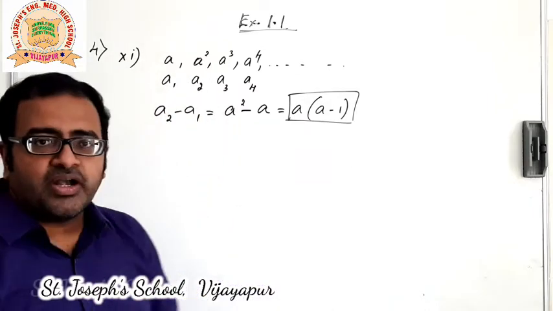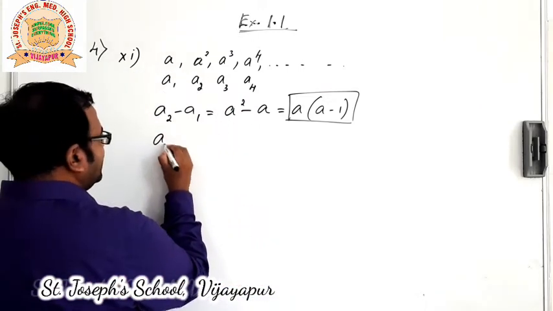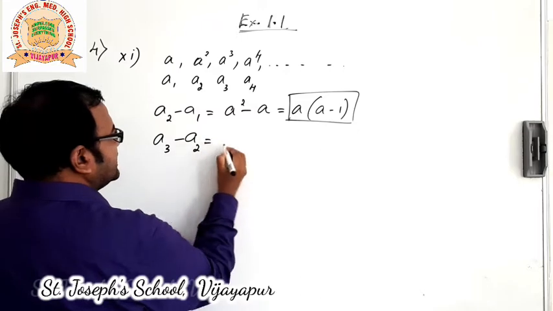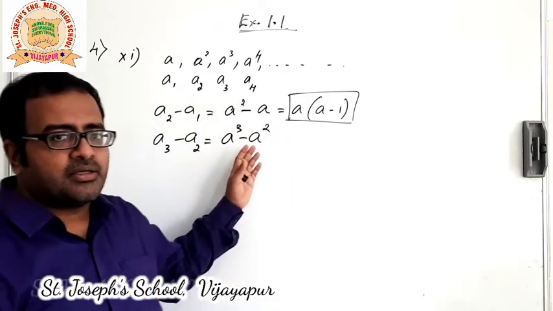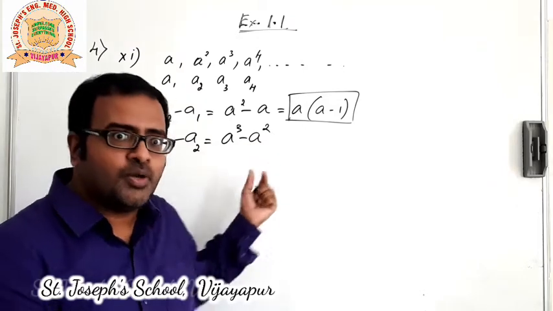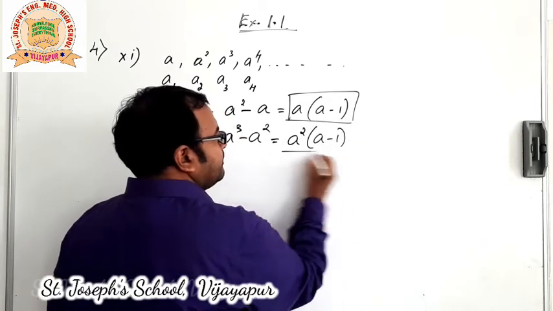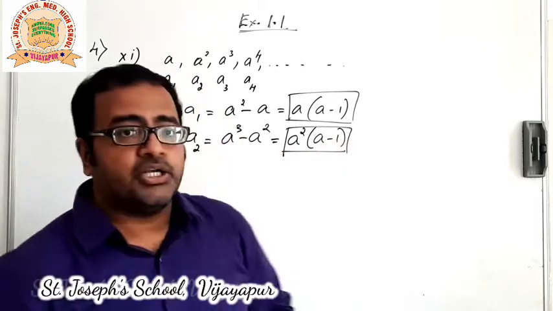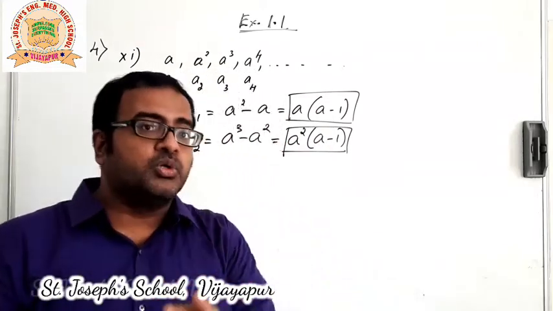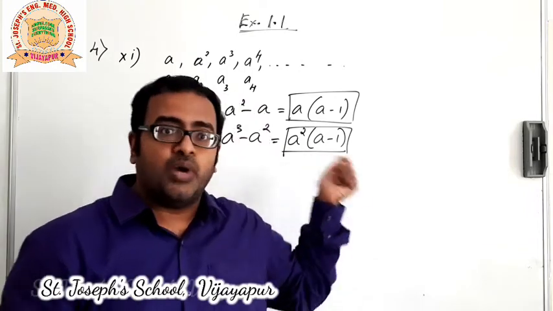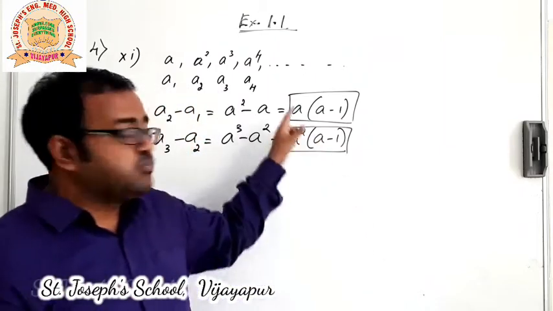Now, let us try to find out the common difference between the next two consecutive terms. That is a3 minus a2, which is a cube minus a square. Here you can see the common terms in both of them. a square is common. So, I take a square out and I get a minus 1. There is no need of further continuing the problem because these both can be equal only under two cases, when a is either 0 or a is 1. These both will become 0. But in general context, these both are not equal.